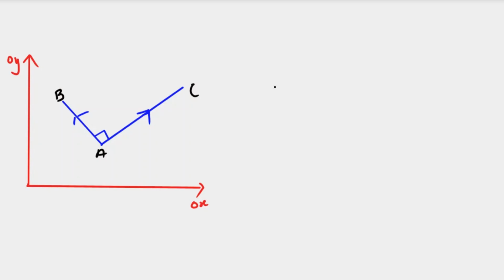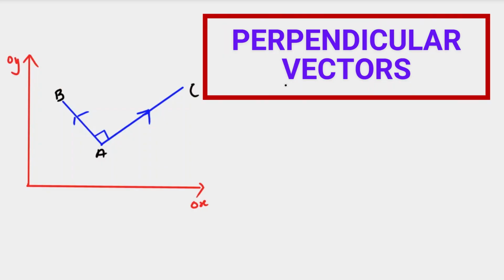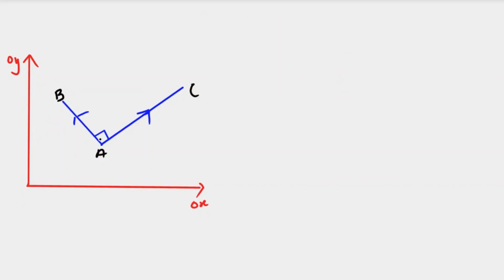In today's lesson, we're going to talk about perpendicular vectors. Now let's begin. Two vectors are said to be perpendicular to each other when the angle between them is 90 degrees, or when they meet at 90 degrees. So that means that the vector AB and the vector AC are perpendicular to each other because they are meeting at 90 degrees. That's a 90-degree symbol.